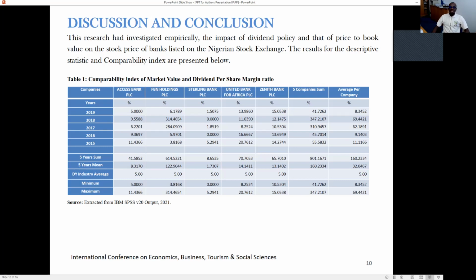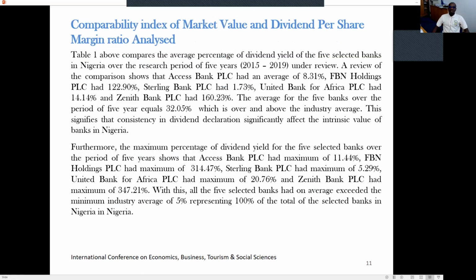Five banks were selected, namely Access Bank PLC, FBN Holding PLC, Sterling Bank PLC, United Bank for Africa PLC, and Zenith Bank PLC, over a period of 5 years, 2015 to 2019. The table analyzed the comparability index of market value and dividend per share margin ratio. Table 1 above compares the average percentage of dividend yields of the 5 selected banks in Nigeria over the research period of 5 years, that's 2015 to 2019, under review.